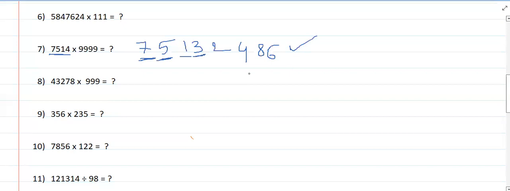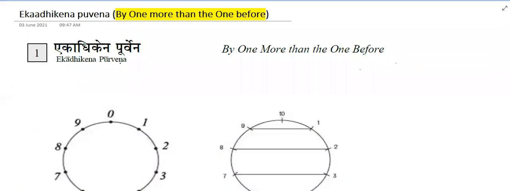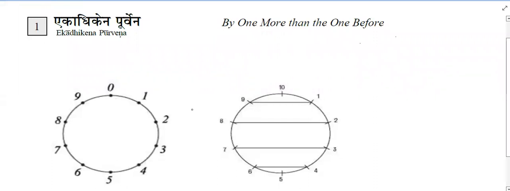We'll see one by one. We'll start with the first Sutra, Ekadikena Purvena: by one more than the one before. So here there is a circle. In Vedic math, we call this circle a 10-point circle. Starting from 0, 1, 2, 3, 4, 5, 6, 7, 8, 9.